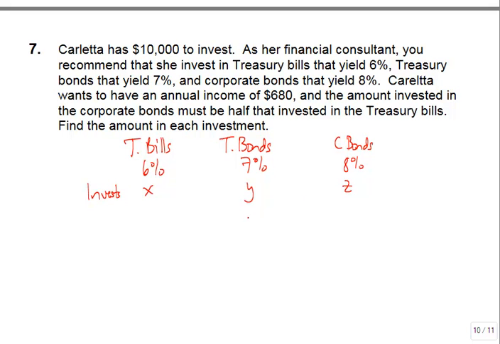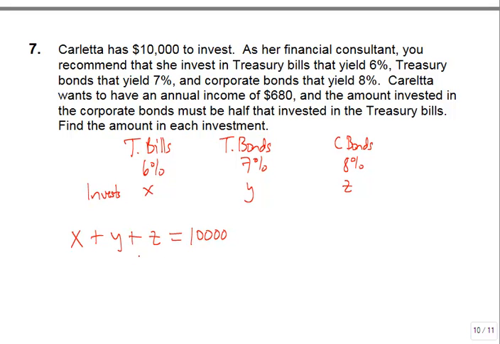So what's one thing that we know? Well, the very first sentence tells us that she has $10,000 to invest. How much is she investing in each? X, Y, and Z. So the total investment is however much X she puts in, plus however much Y she invests, plus however much Z she invests, and that can't total anything more than $10,000. So there's equation 1. And that doesn't have anything to do with the percents. It's just based on the actual amount of money that she has to invest.